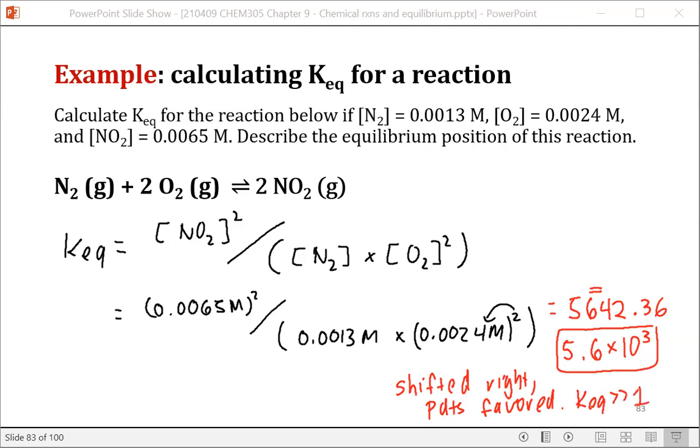Okay, so that's an example of calculating KEQ. Make sure you know how to do that for the quiz this week, so you can answer this type of question on quizzes and exams. Okay, we'll talk more about equilibrium, ways to shift equilibrium left or right by changing the reaction conditions in our next lecture.